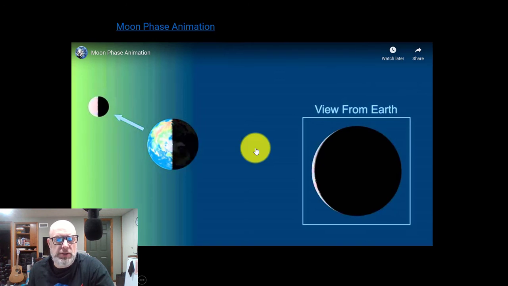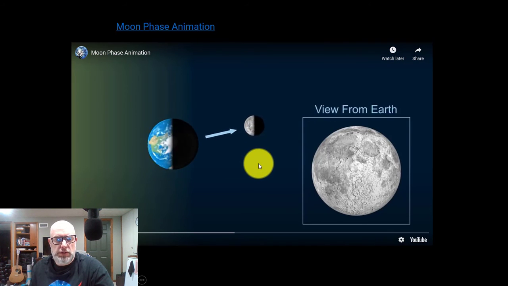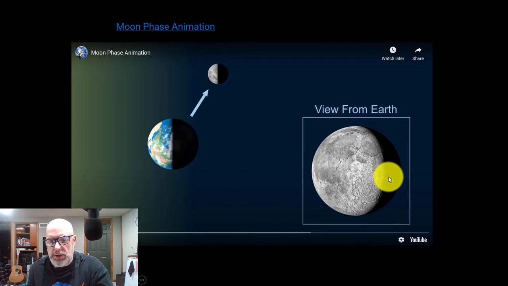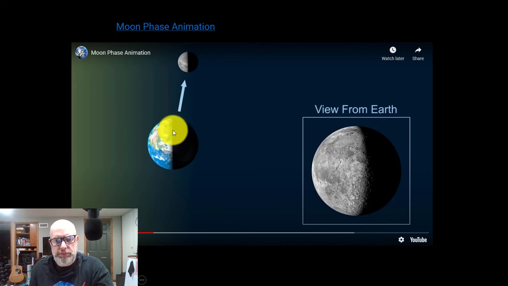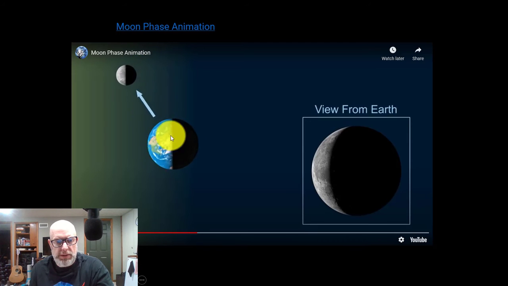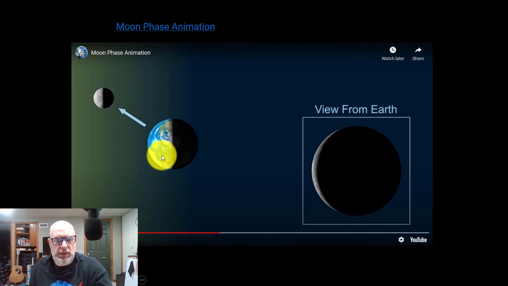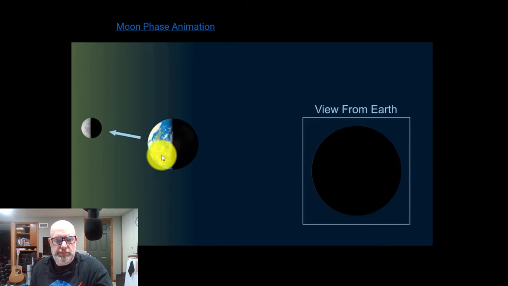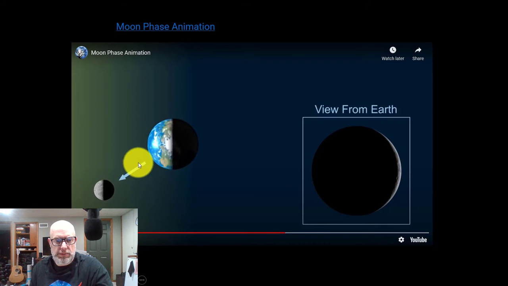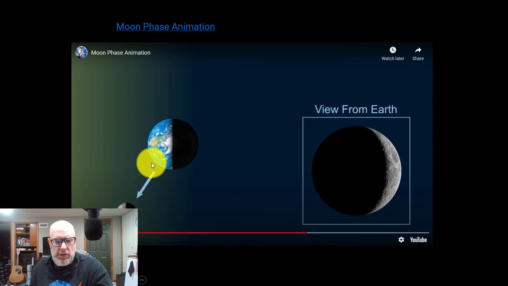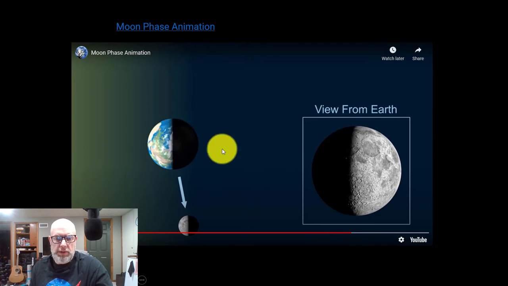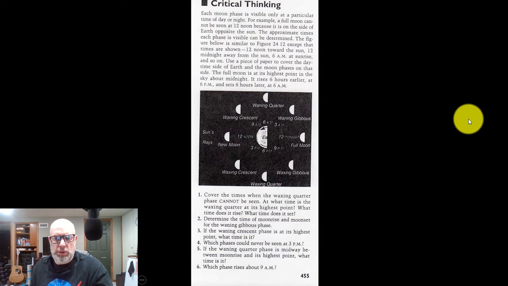Here's a good little moon phase animation, so you can watch this if you're not clear on the moon phases. You can see, here we go, these are the waning phases happening. The sun is obviously off to the left here. Everything is half illuminated, Earth and moon both, everything in space is. So it's all about where the moon is in relation to our view. Okay, so that's in the PowerPoint. You can watch that more if you want to.